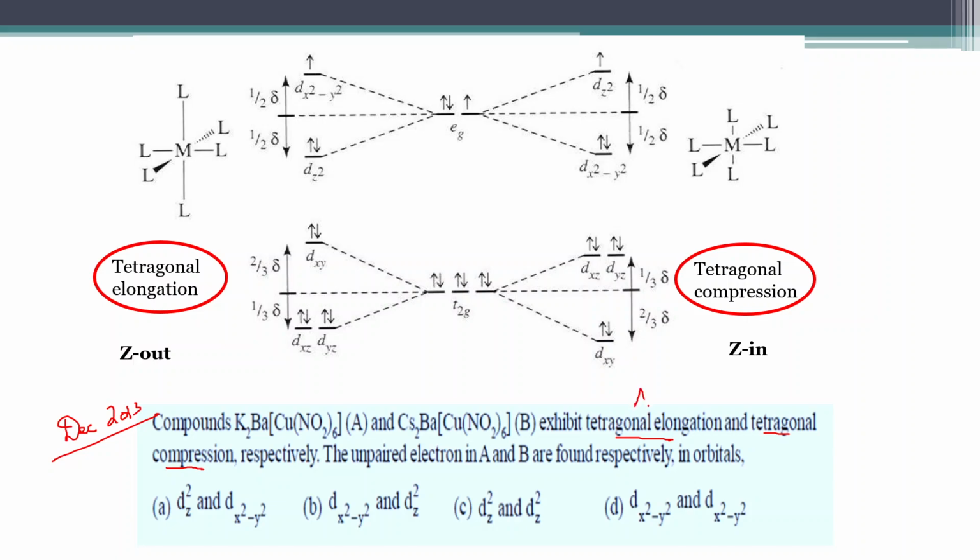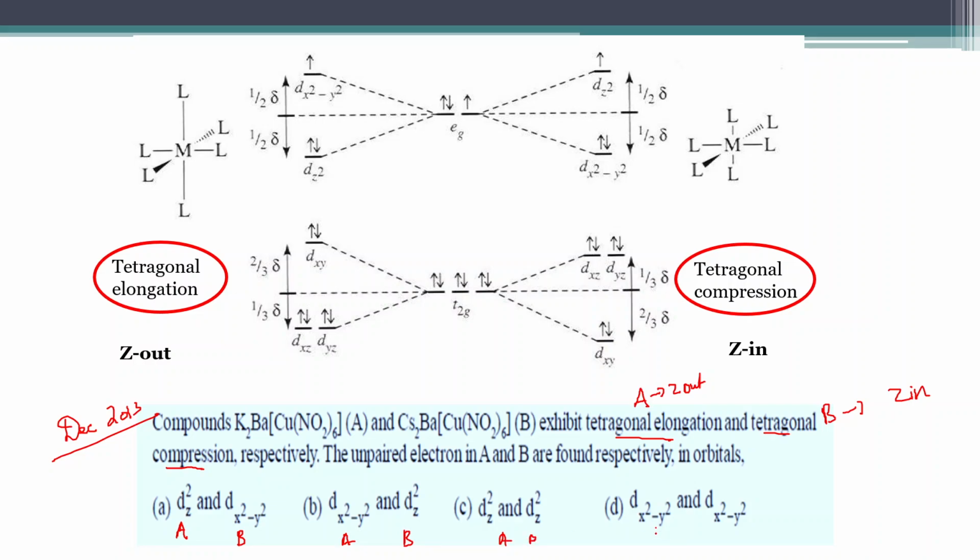The complex A is showing tetragonal elongation. Tetragonal elongation means Z out distortion, and tetragonal compression means complex B is showing Z in distortion. The unpaired electrons in A and B are found respectively in orbitals, and four options are given. The first is dz square, and the second is dx square minus y square. That means for A the unpaired electron is in dz square, and for B in dx square minus y square.